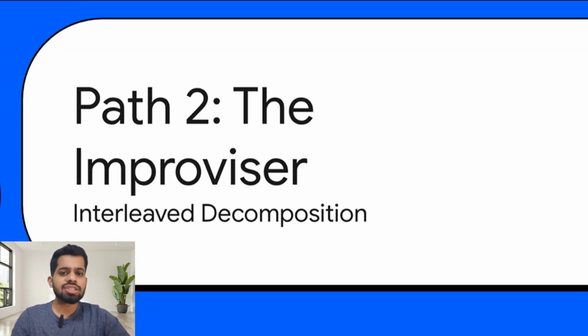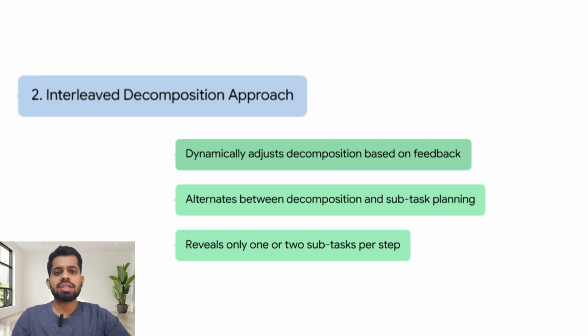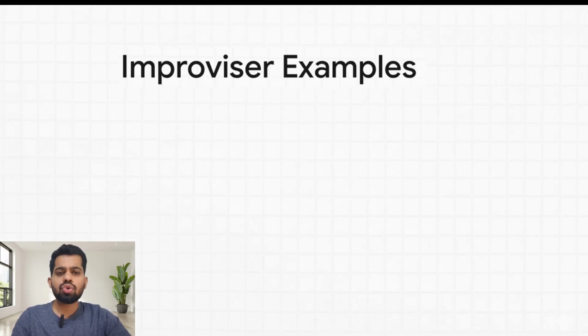Okay, now let's talk about the second personality, which, you might have guessed, is the improviser. It's the complete opposite. What it does is interleaved decomposition. Here the LLM plans one step, does it, sees what happens, and then figures out the next move. This is way more flexible and can handle surprises as well. They don't need a detailed roadmap, they just dive in and figure things out as they go. Let me show you two incredible examples of this in action.